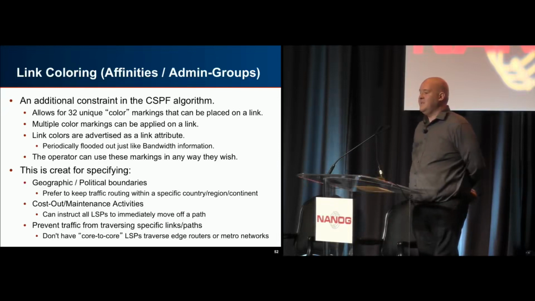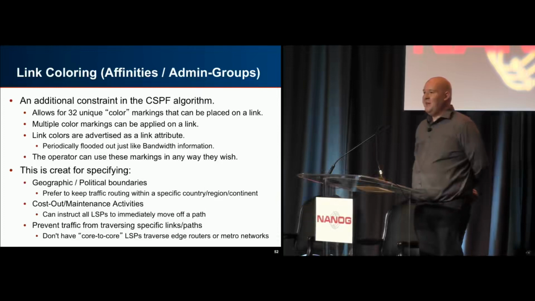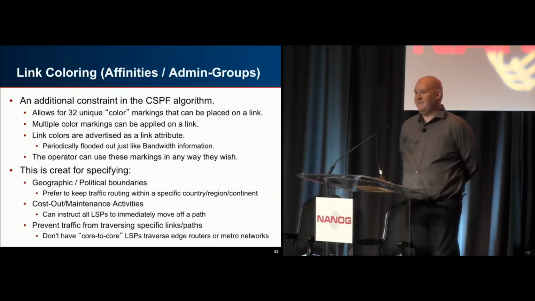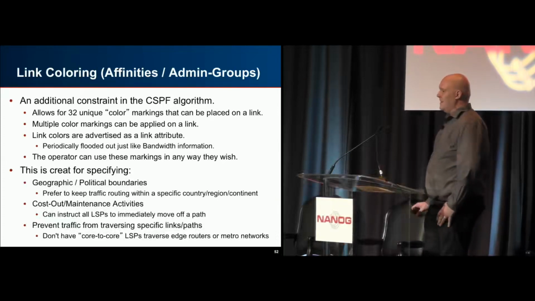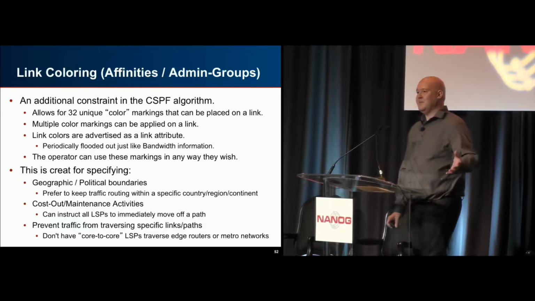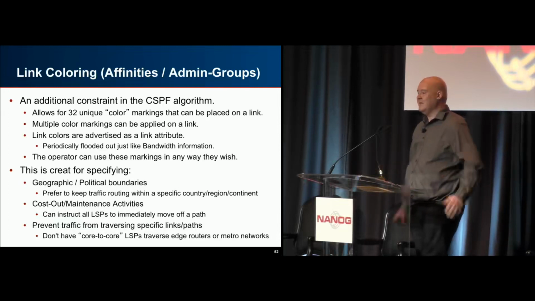For example, I've seen people, and I've done this in the past, some Canadian bank really doesn't want you to ever route their traffic across the US border. We set up a system that lets you color the Canadian links one way and the US links another way, and then it never crosses the line.